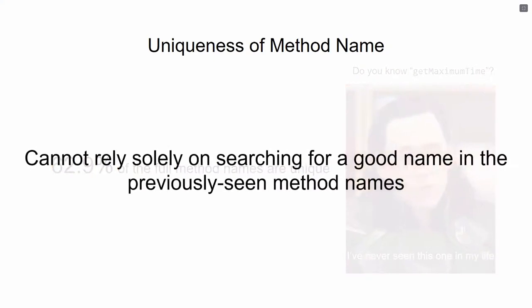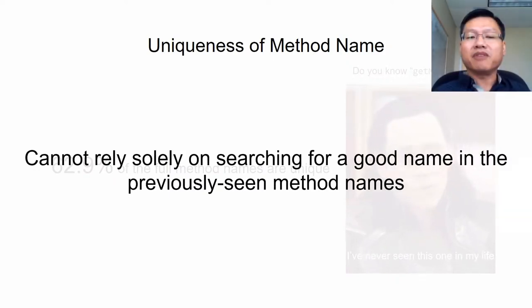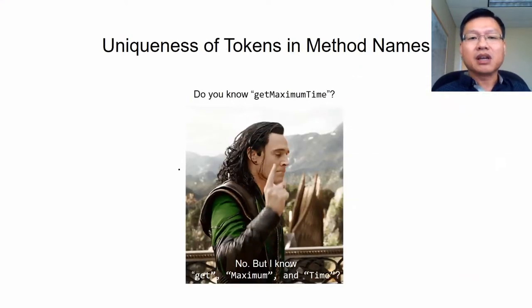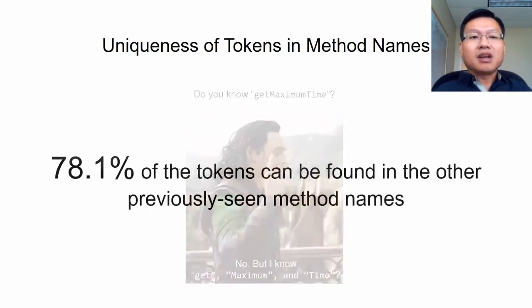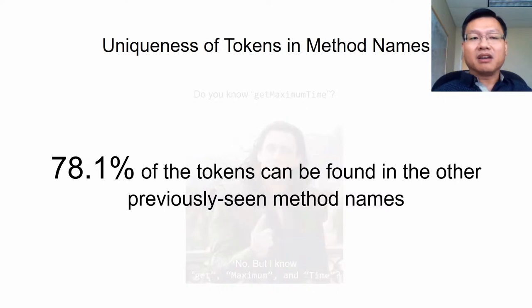Therefore, if we use an approach that searches for a good name among the previously seen method names in the corpus, it doesn't work very well. That is the key limitation of the existing state-of-the-art approach. However, if we look at the token level in the method name, we actually see quite a lot of repetition: 78.1% of the tokens can be found in previously seen method names.